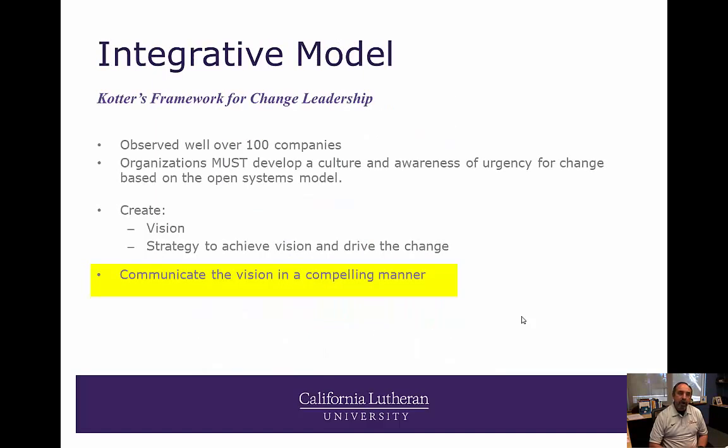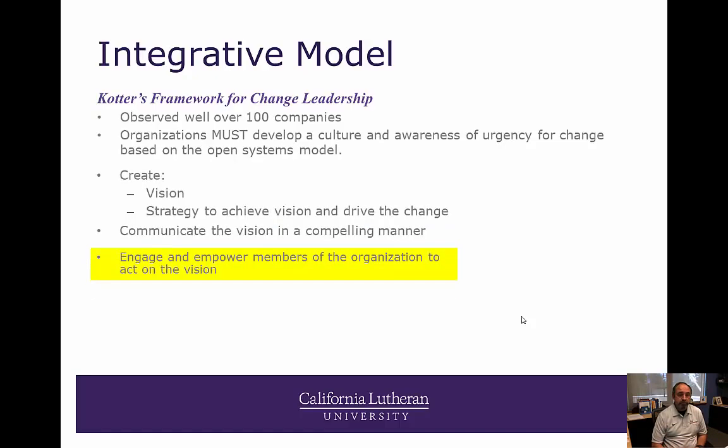Kotter's framework also had that compelling vision, right? He had a vision of putting this change model together, and that communication of that compelling vision was absolutely crucial. You've got to engage and empower members of the organization to act on the vision. You've got to enable them to do it. You've got to provide them with the freedom to help with the change.